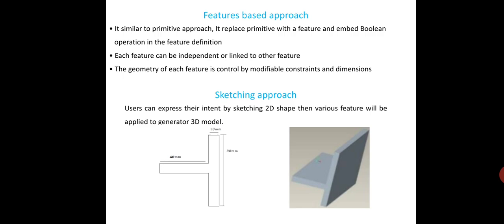Next one is the sketching approach. Users can express their intent by sketching a two dimensional shape, then various features will be applied to generate a three dimensional model. From this diagram, it gets clear. We make a sketch and then we use some commands, for example extrusion. Suppose you are using an extrude command, then we will get a 3D model as an output.